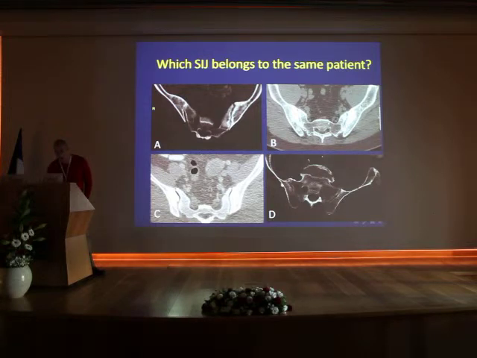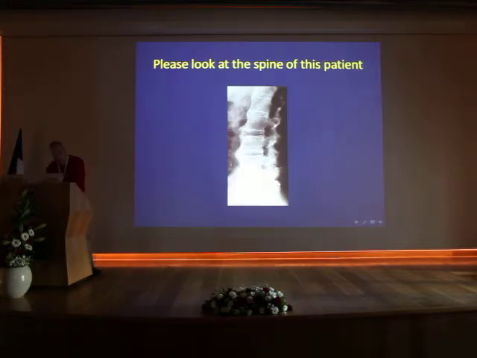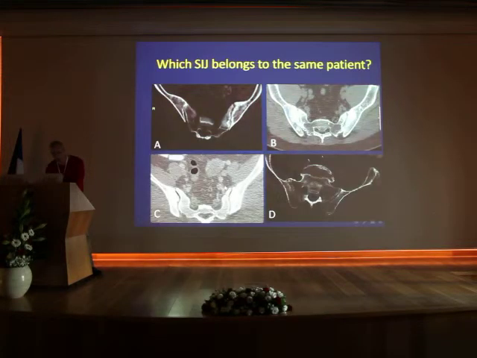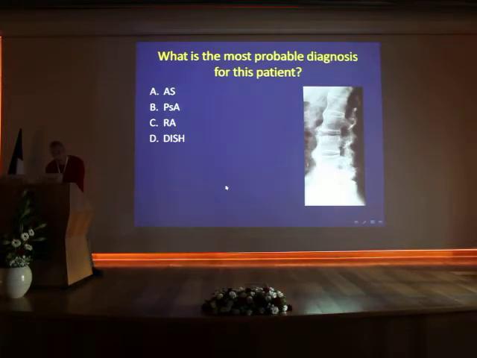And here, what will be most probable? DISH, right. So here you can see this osteophyte, which is very similar to the one that we've seen before, those flowing osteophytes over quite a lot of joint spaces. Okay, so probably it will be D. Okay. So what will be the most probable diagnosis, as we said?